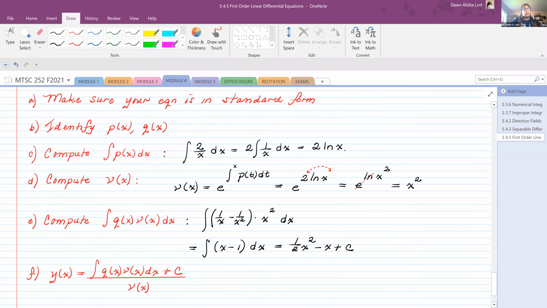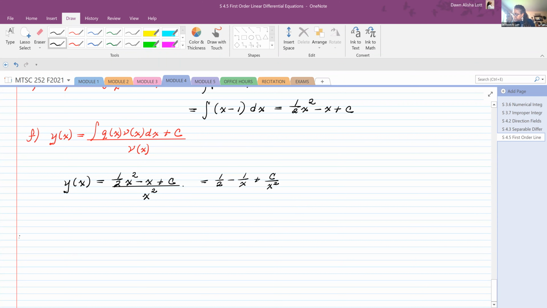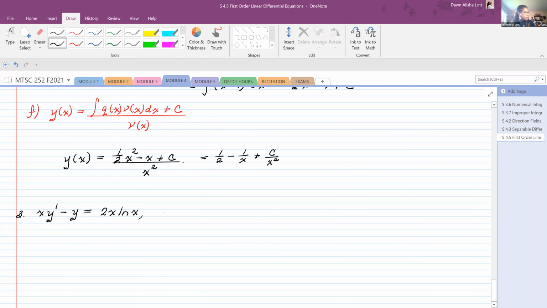Okay, here's another one. We're getting the hang of it now. Okay, we're repeating the process. x y prime minus y is equal to 2x natural log of x. All right, so here's our problem.